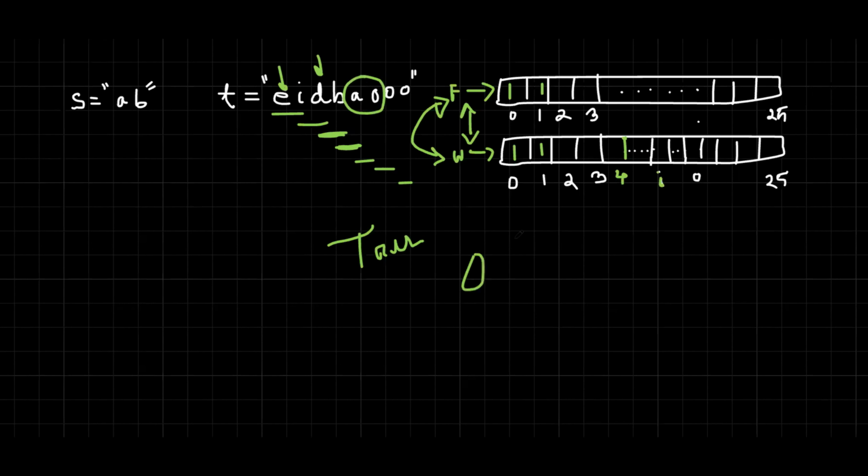And the overall time complexity of this algorithm is big O of n. And the overall space complexity of this algorithm is 2 into big O of 26, which is the size of the array. I hope you understood this sliding window technique. Now let's move on to the code.